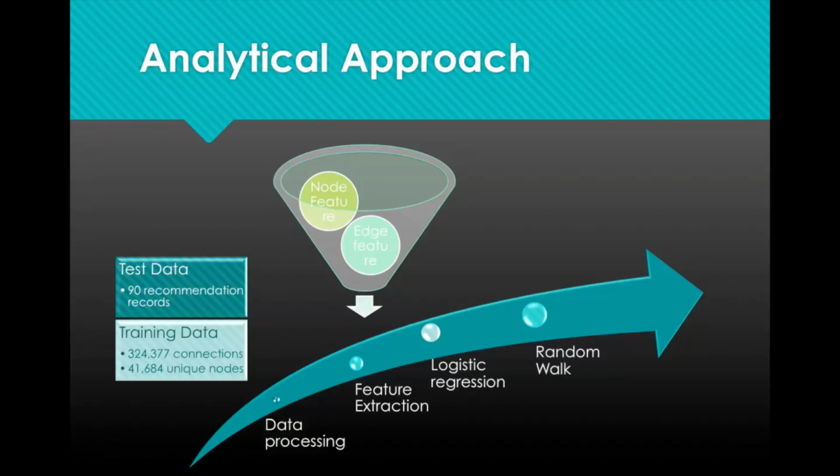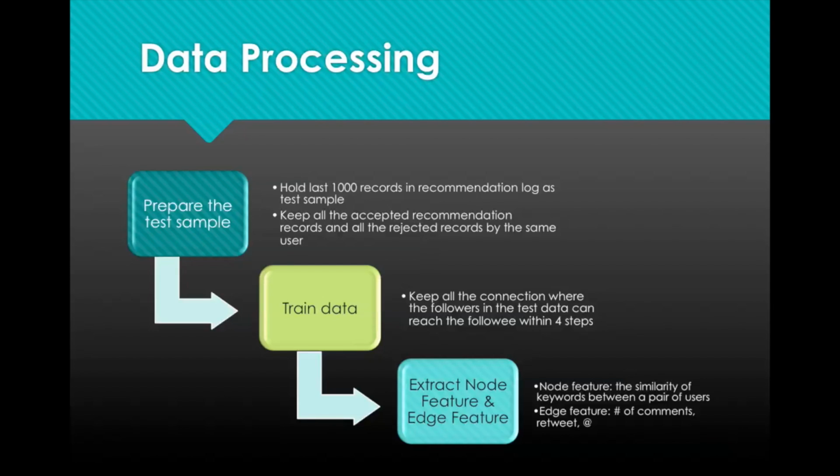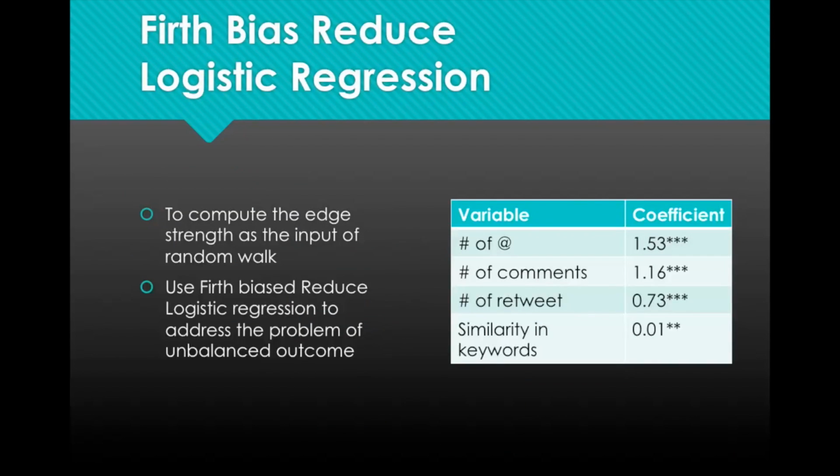And here is the approach that we have. We first process the data, extract the features, run the regression, and then run the random walk algorithm. For the data processing stage, we pick the most recent 1000 records in the recommendation log file, which are used as the test sample. In the connectivity data table, we only include those nodes that are less than or equal to 4 steps from the nodes in the test sample. Then, based on the nodes that we select from the network, we extract node features and edge features, and put them into the logistic regression in order to generate the edge strengths, which serve as the input of the random walk.